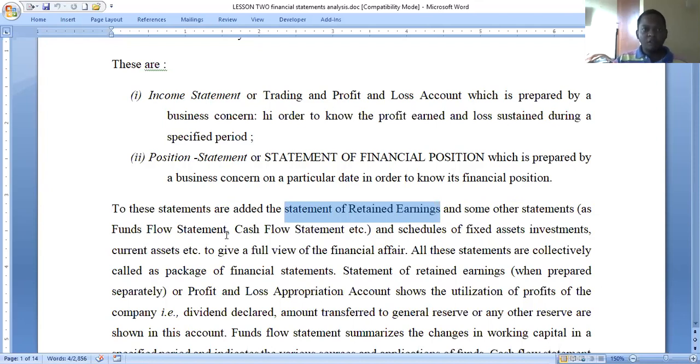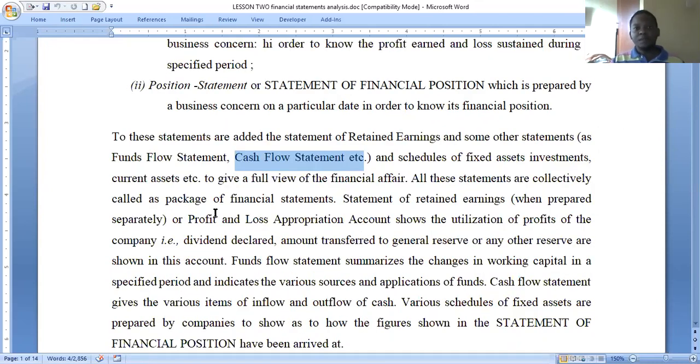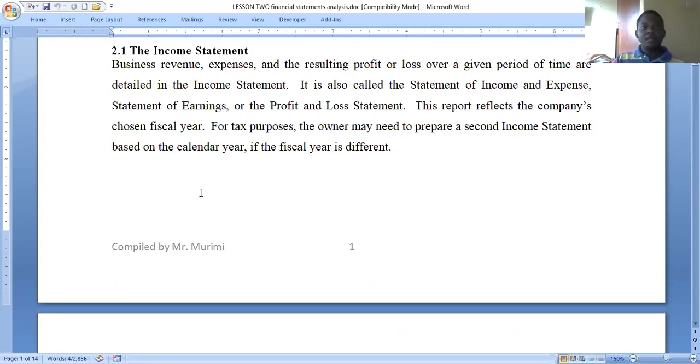And then the fourth financial statement that we look at is the cash flow statement. The cash flow statement shows the sources and uses of funds, so how cash came into the business and how it left the business. We shall try and remind ourselves of these four financial statements. So we begin with the first one, the income statement.